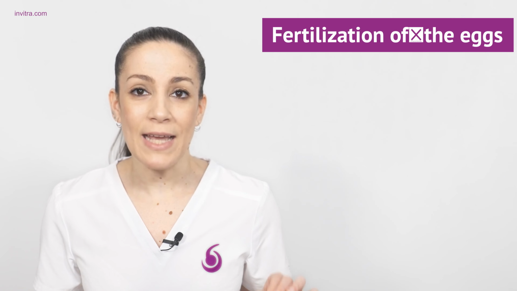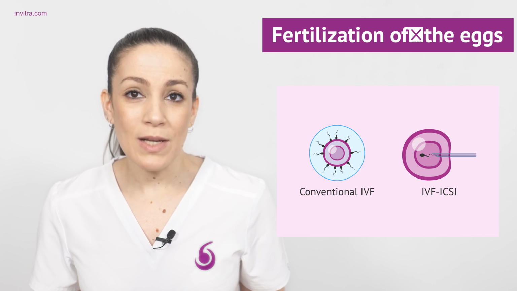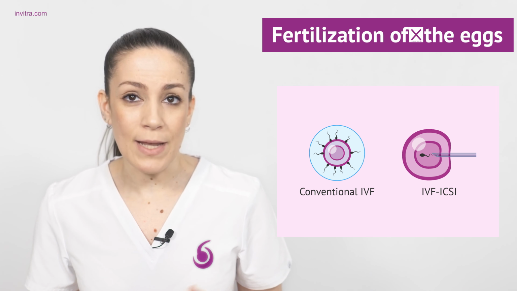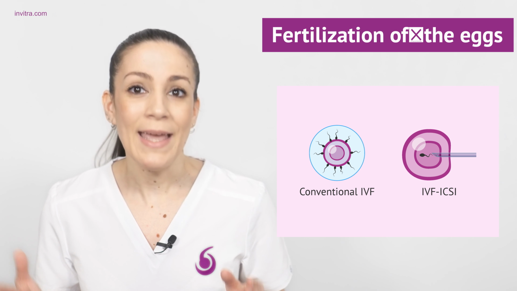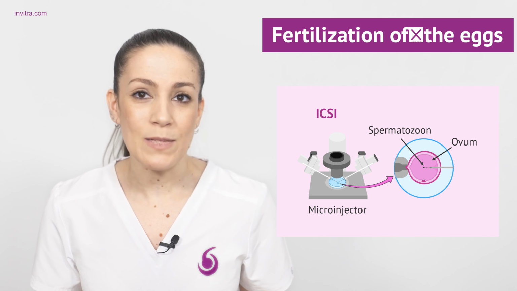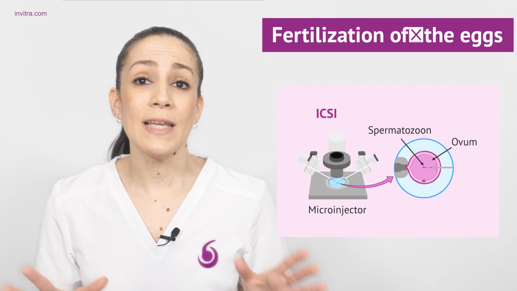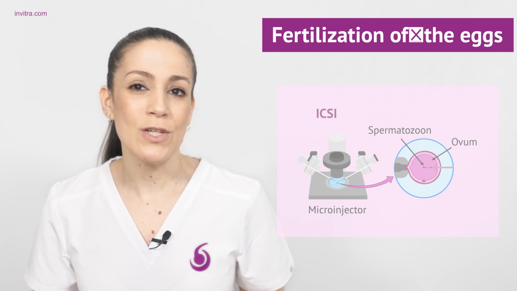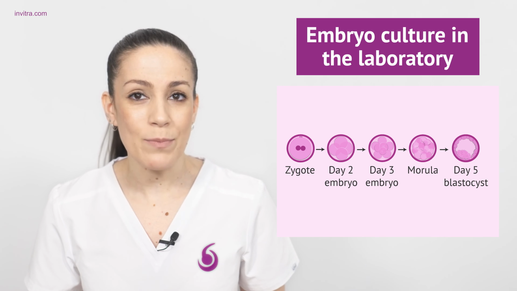Next, fertilization of the egg can be conventional IVF or ICSI. Since the semen sample comes from a donor and is of good quality, it would be possible to perform conventional IVF. However, nowadays, the use of ICSI is very common and is replacing conventional IVF. ICSI is intracytoplasmic sperm injection. In this case, the best sperm, selected for its motility and morphology, is introduced directly into the egg with the help of a microinjector.